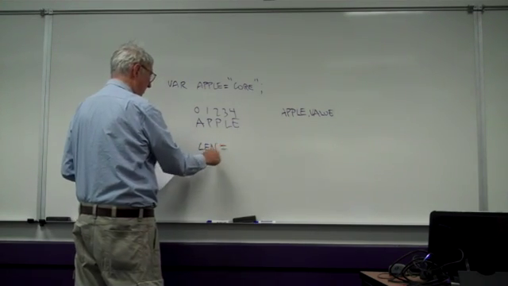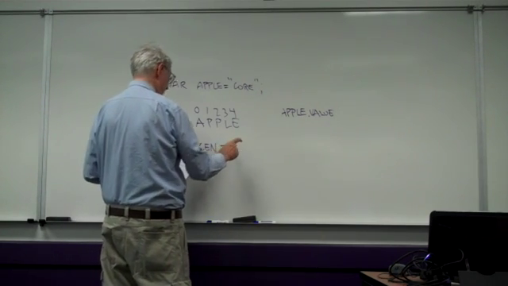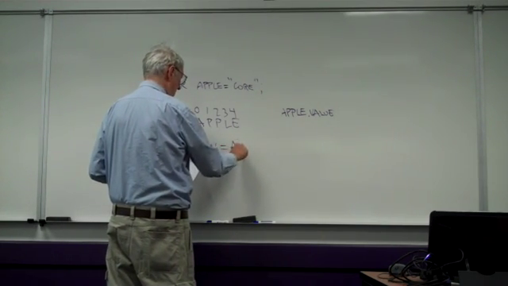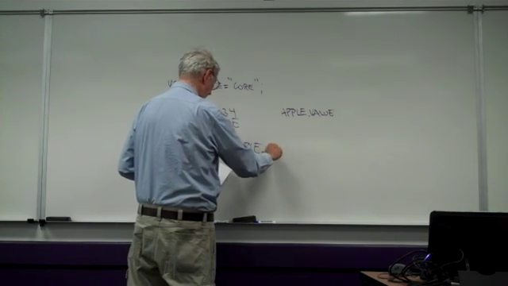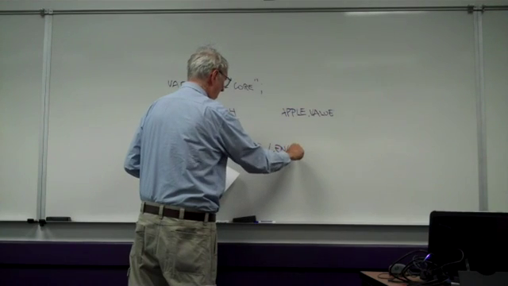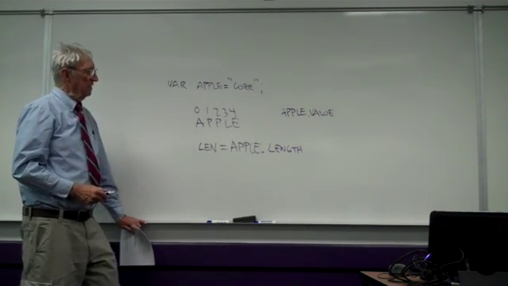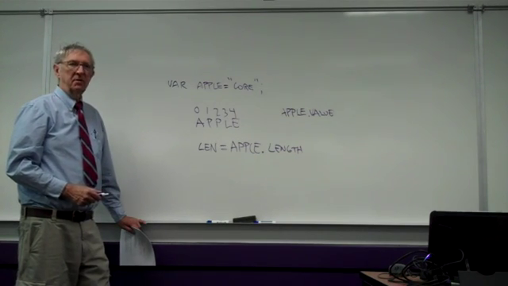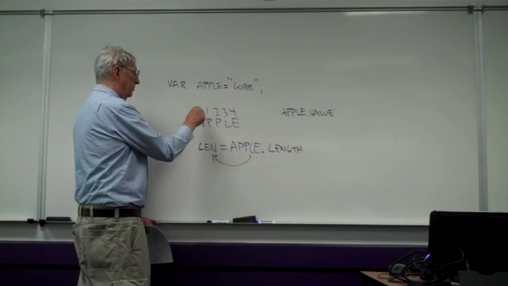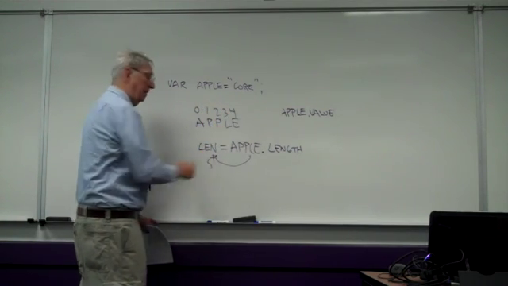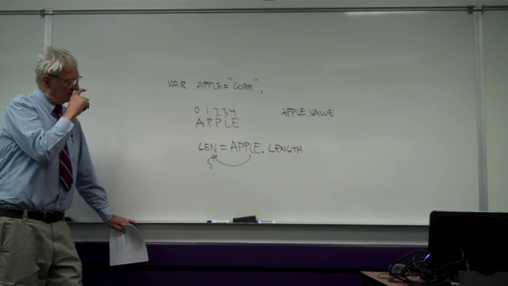is equal to, use any variable you want here, and they use a very simple strategy. They say apple dot length. That's it. That's how it's done. So instead of saying apple dot value, you can say apple dot length. And if you say apple dot length, what comes over to here is 1, 2, 3, 4, 5, the number 5. So it tells you how long the thing is. And that's what that does.